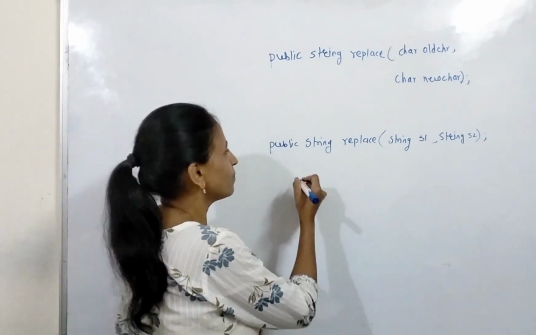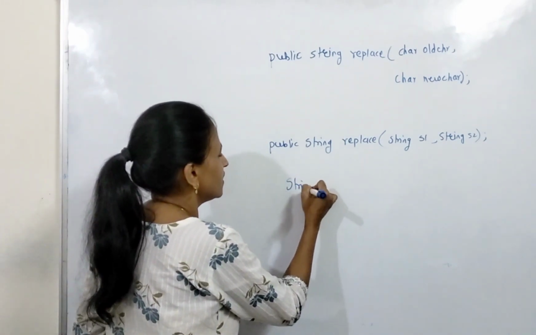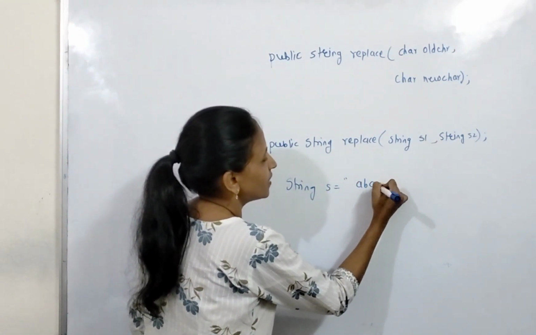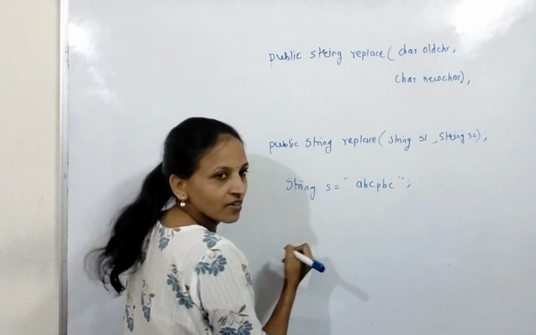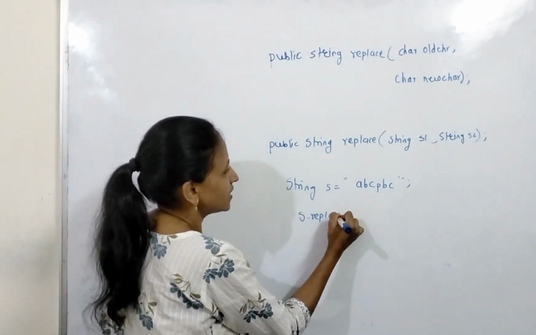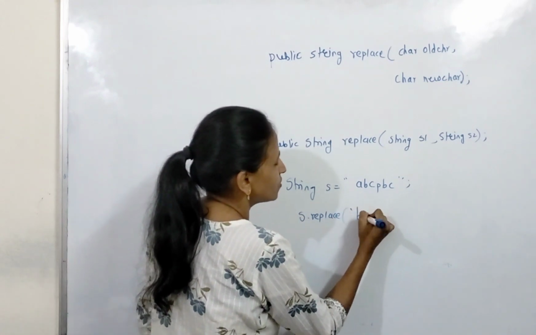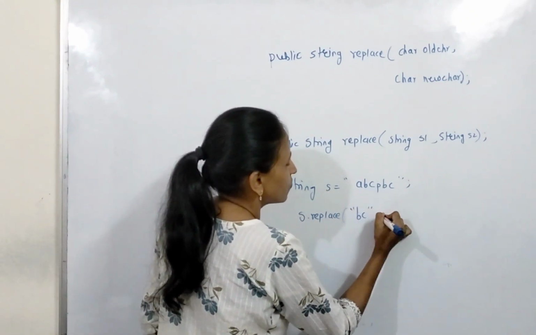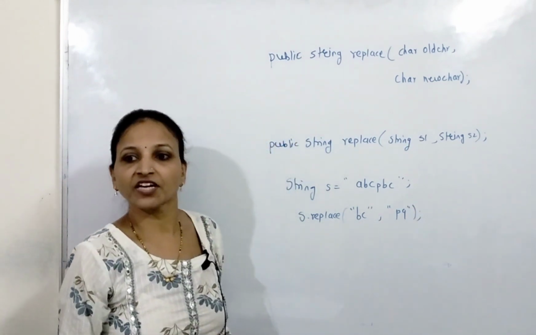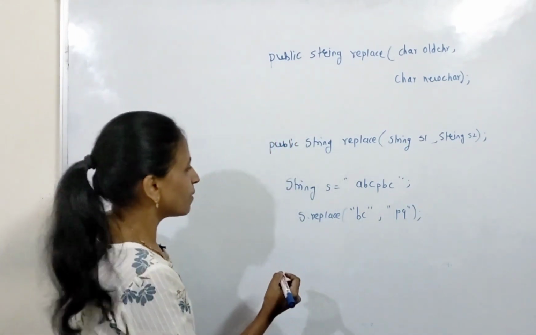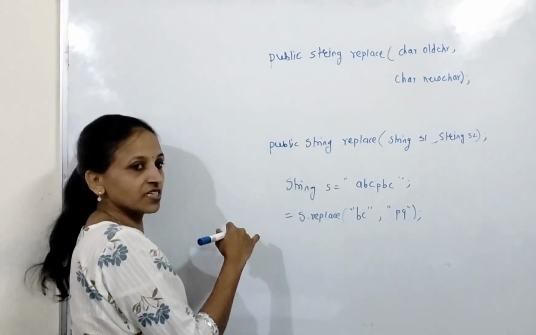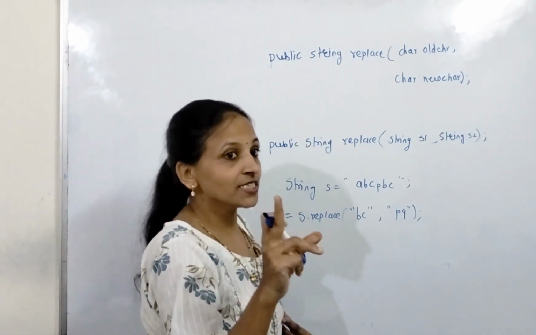Getting? Means let my string be like this: string S equal to A, B, C, P, B, C in this way. And I am writing S dot replace, and here I am passing BC, comma, PQ. In this way, so instead of character we can pass strings also. Now what will happen inside here? This will return that string. It will not change itself.